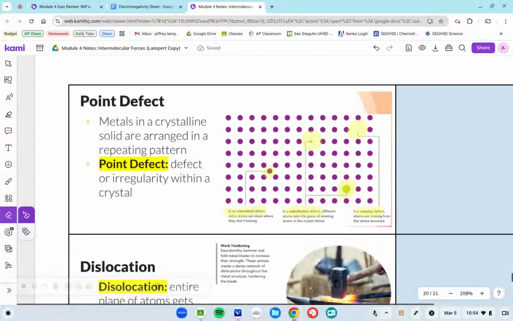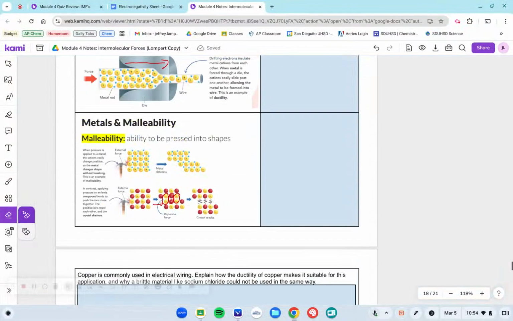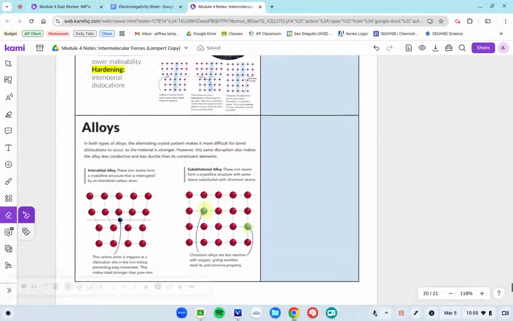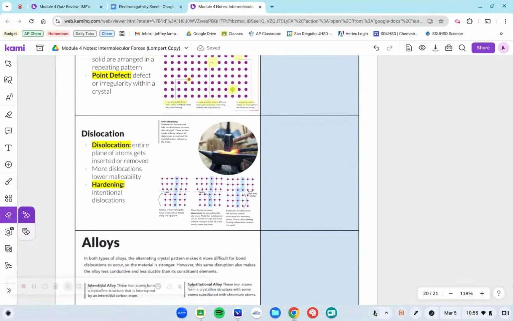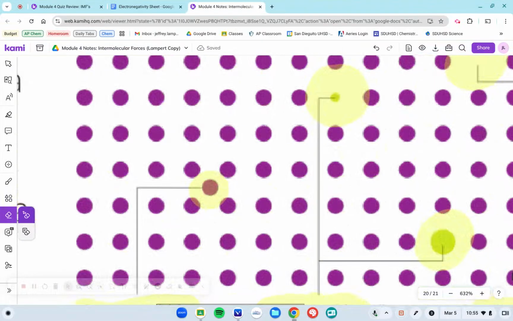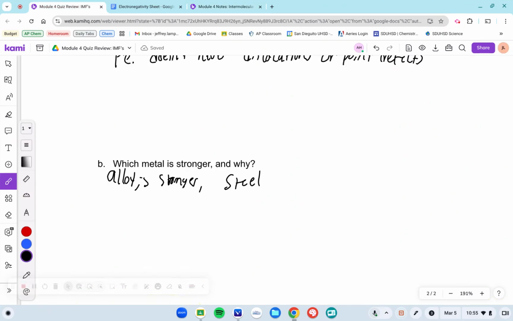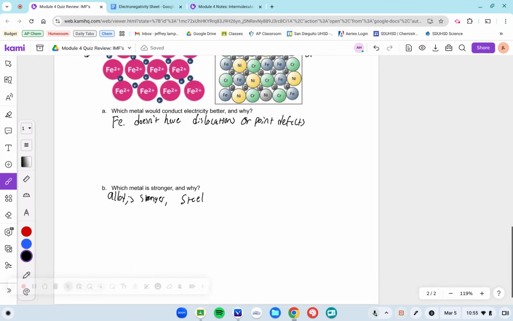Now, the reason is, if we look at an interstitial alloy here, we can look at something like this with this defect here. When we have this atom in the center here with that defect, it can prevent two planes of atoms from sliding across each other. So if we can't slide across each other, it's going to make that metal more rigid and less likely to bend and be malleable. So when we have more dislocations or more point defects, that's going to cause there to be a higher strength to that metal, and it's going to be less malleable.